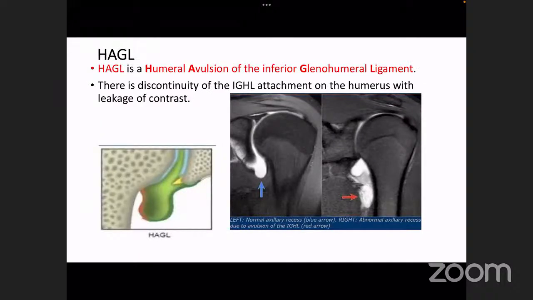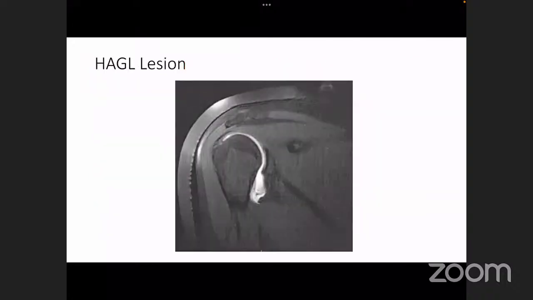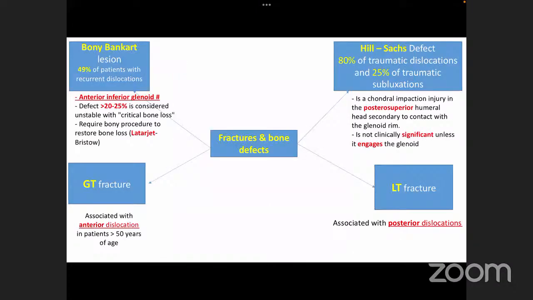Another very important one, which usually comes up in the American Academy reviews and the OITE exams, is the HAGL: humeral avulsion of the inferior glenohumeral ligament. Normally you will have a coronal view with displacement of the contrast material inside the axillary recess, okay? Because there's a discontinuity of the inferior glenohumeral ligament attachment to the humerus, with a large contrast leak. And as I mentioned before, it should always be treated by open reduction and surgical management, okay?